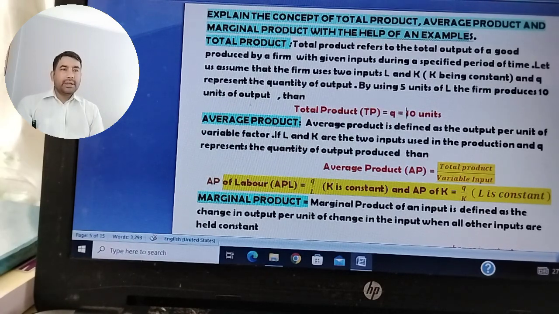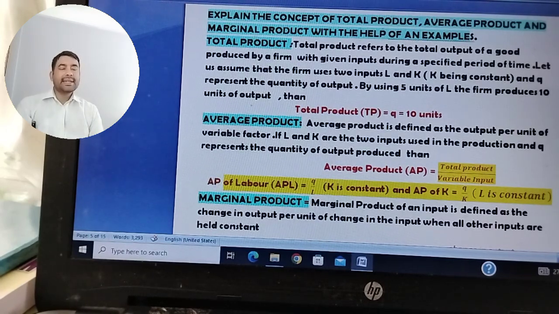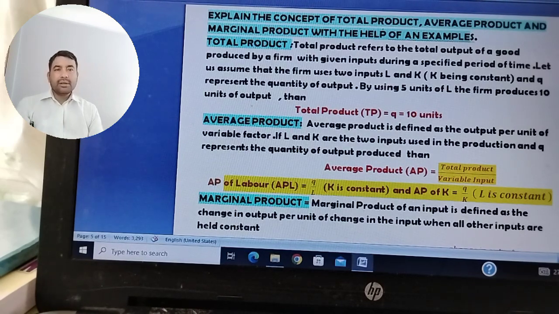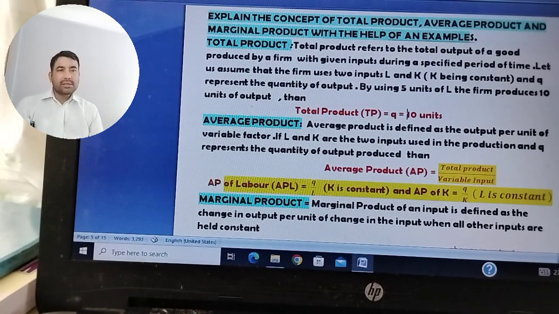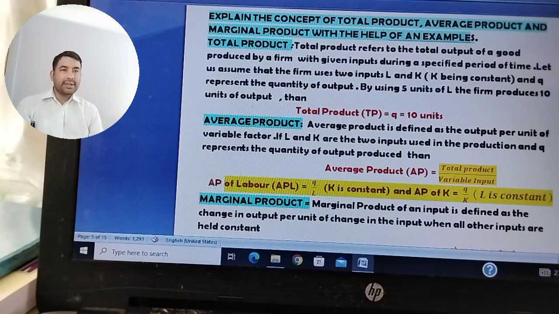Today we will be learning the concept of total product, average product and marginal product with the help of examples, and this concept is very important while discussing or analyzing the law of variable proportions. So let's discuss in detail each item, that is total product, average product, marginal product, and their relation with the help of an example or a table.